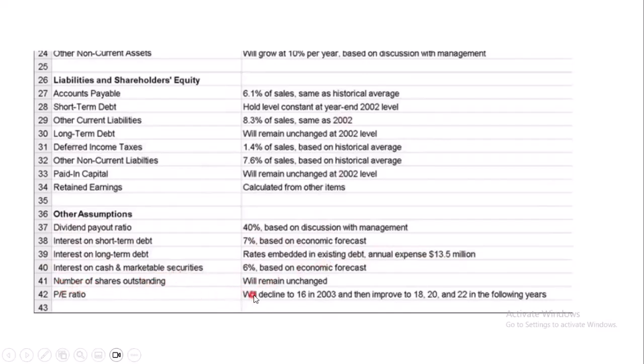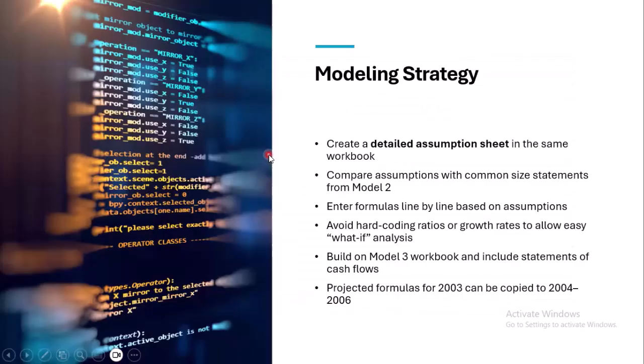And then the PE ratio will decline to 16. Price to earnings ratio will move from 24.5 to 16 in 2003, and then subsequently improve to 18, 20, and 22 in the following years.